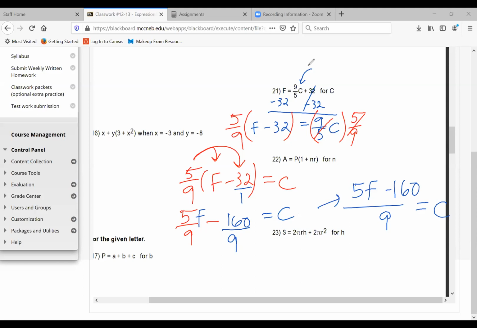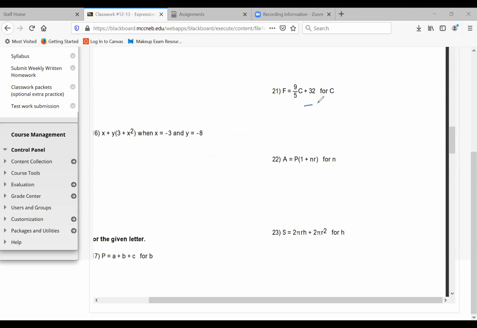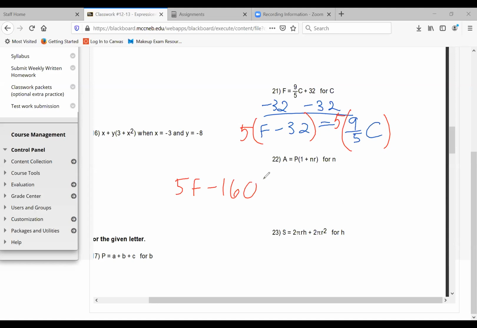Here's one more way to do that one. I just cleared our work. So if we subtract 32 on both sides, F minus 32 equals 9/5 C. You could clear the fraction at any point. So another option is we could just multiply everything by 5. That's the common denominator here. So then you'd get 5F minus 160 equals 9C. And then you could divide everything by 9. So here, there's yet another way to write your final answer. The answer key will only show one of those, but I wanted to show you some other options.